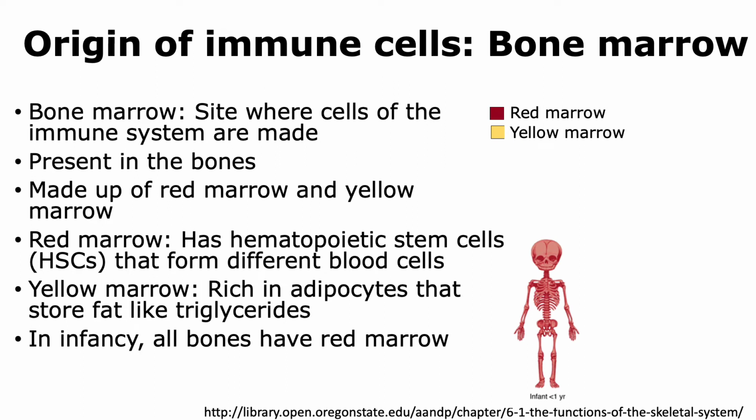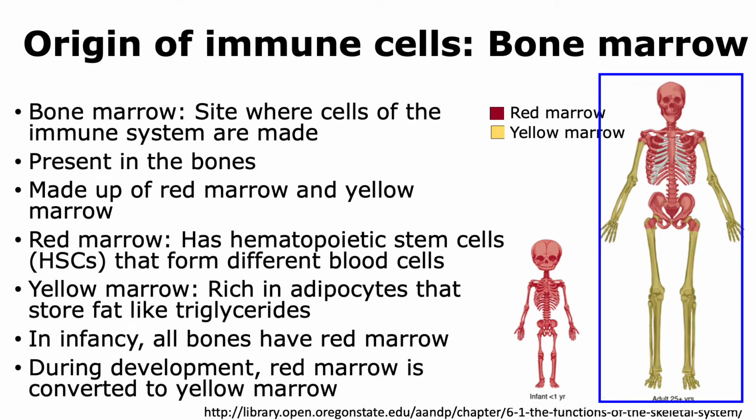In the case of an infant, all the bones of the body have the red marrow, which is what we can see in the figure. Since all the bones in the body have the red marrow, we can see blood cells, including immune cells, being formed in all the bones of the body. However, as that infant grows, and now we can look at an adult, a lot of the red marrow is converted to the yellow marrow. And so in the adult, we can see only certain bones having the red marrow, and only in these regions are the blood cells, including the immune cells, formed.